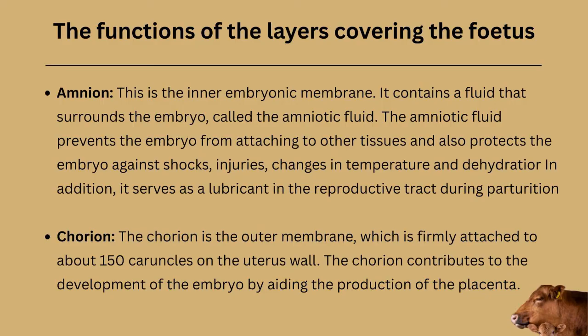Chorion. The chorion is the outer membrane, which is firmly attached to about 150 caruncles on the uterus wall. The chorion contributes to the development of the embryo by aiding the production of the placenta.